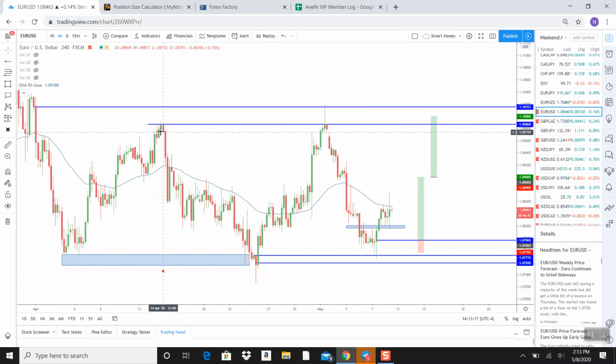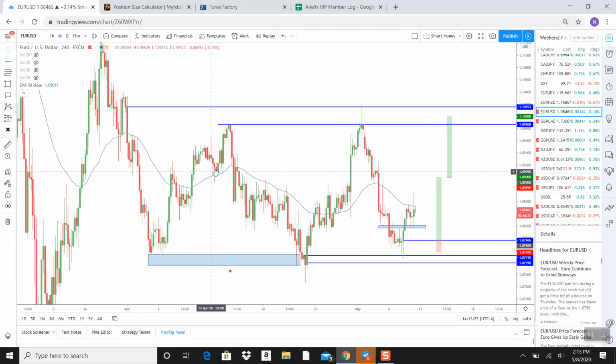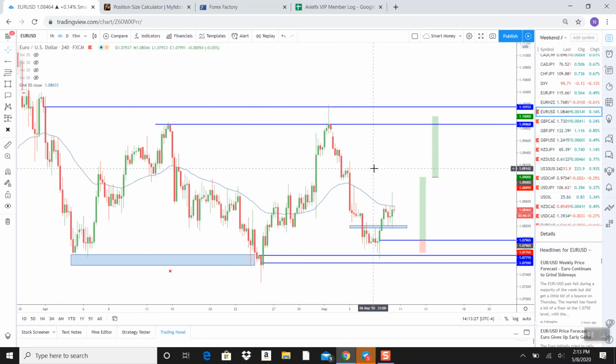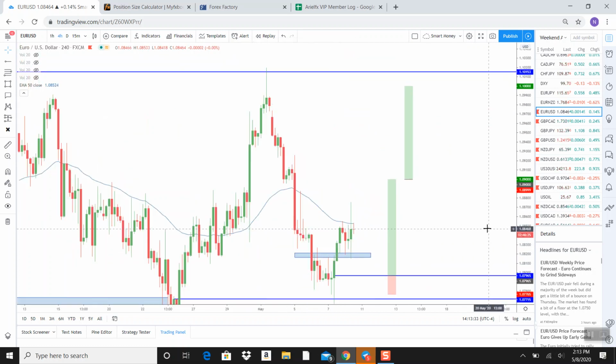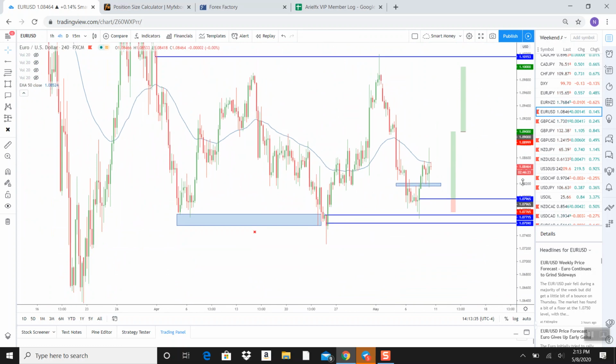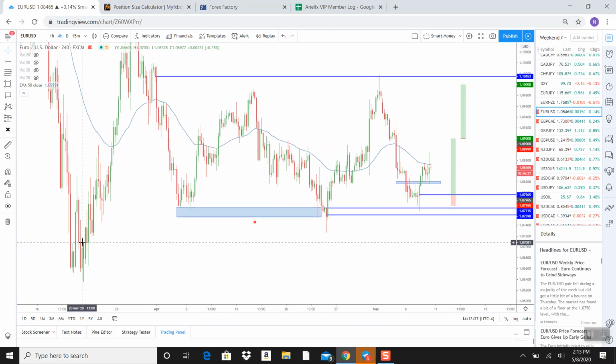So we came up into that level and we pushed down and we closed below it. So this is still bearish. Even though it is long term, it is still bearish. So now continue to sell off. Get rid of this now. So what do we want to look for? Well, this is our last point of return for this.